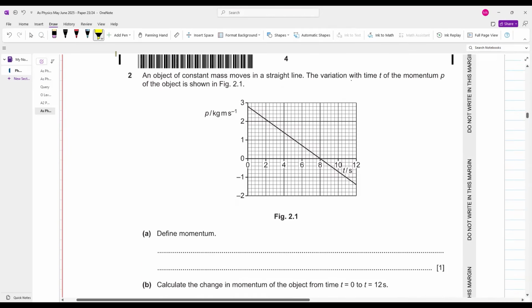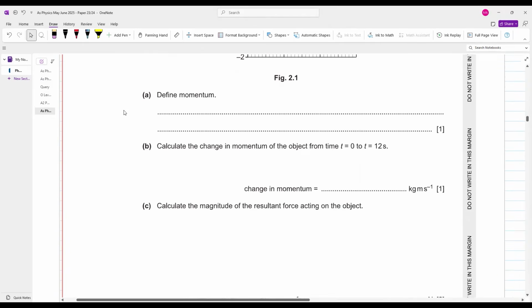An object of constant mass moves in a straight line. The variation with time t of the momentum of the object is shown in figure 2.1. ठीक है, momentum versus time graph given है. You have to define momentum. Momentum की definition क्या होती है? Product of mass and velocity is known as momentum.